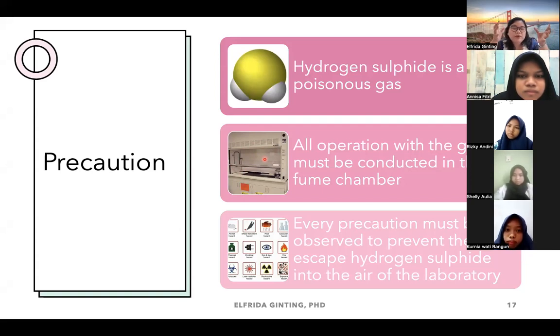So you have to work in a room that has good ventilation. That's why every precaution must be observed to prevent the escape of hydrogen sulfide into the air of the laboratory, since this is a poisonous gas. So ideally you have to work in the fume chamber. I don't think you have an experiment with hydrogen sulfide, right?